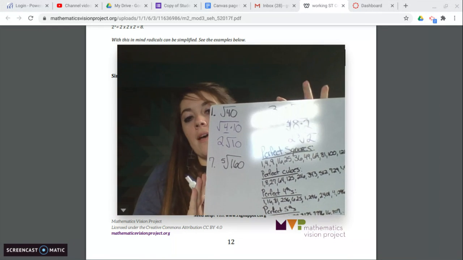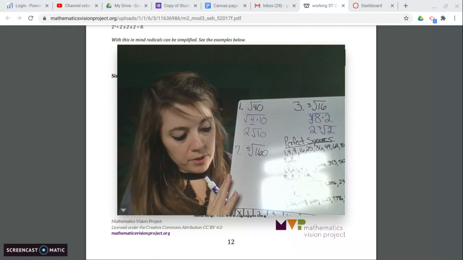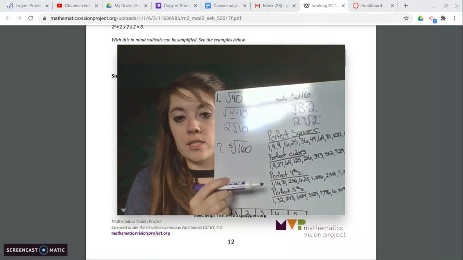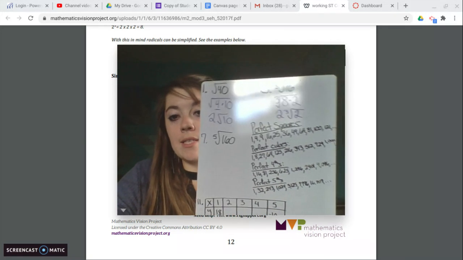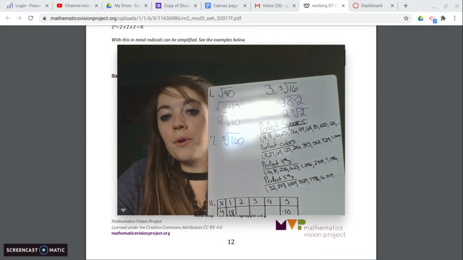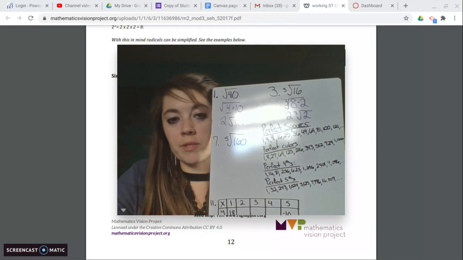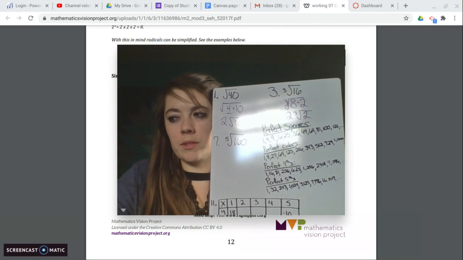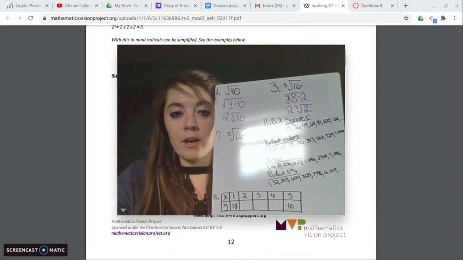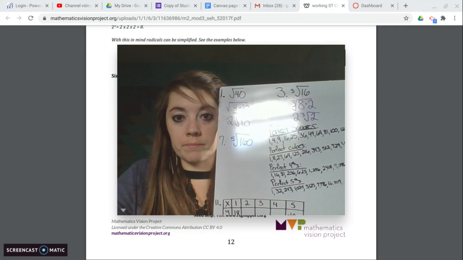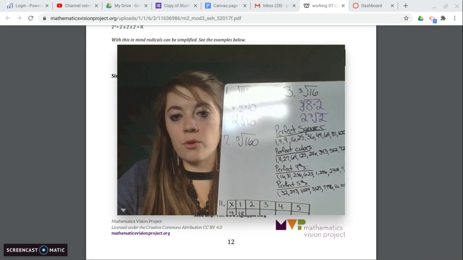All right, number 7, this one's a fifth root. I included the perfect fourths on here because there are some with the fourth root, so that way you have an example of them. But if you ever don't know what the perfect fourths are, you just go through 1 times 1 times 1 times 1, that's your perfect fourth for 1. For 2, you do 2 times 2 times 2 times 2. It's 16. So on and so forth.